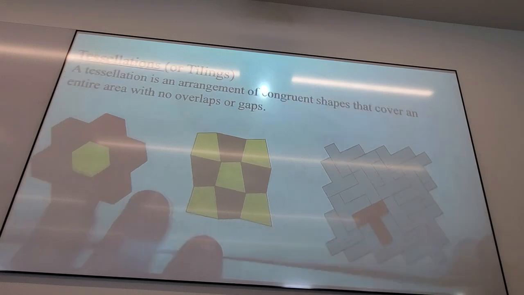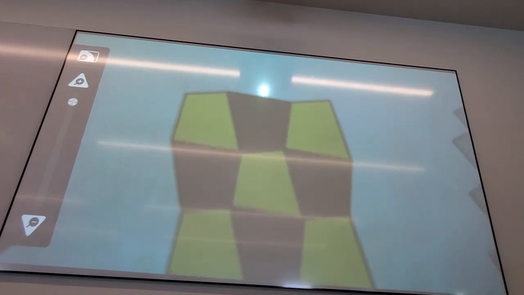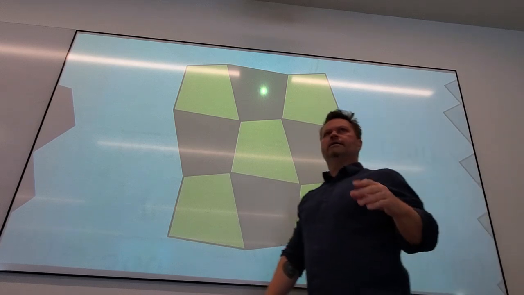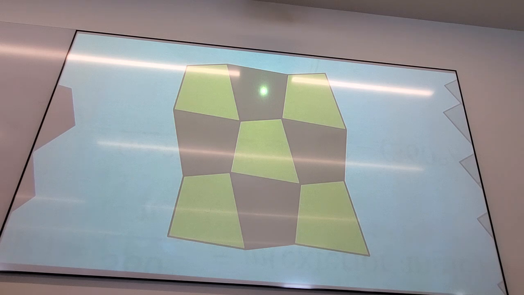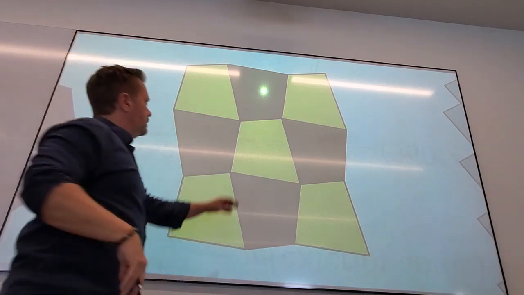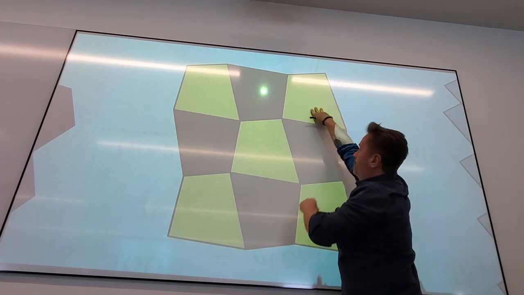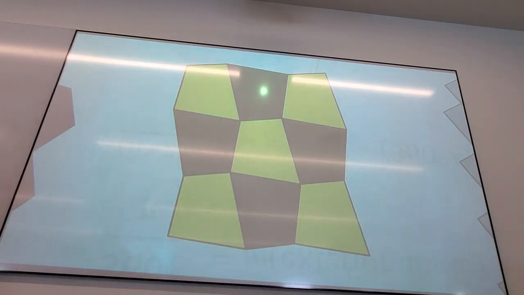Coming back to tessellations for a moment. The tessellation that this one was composed of is a regular foregon. Is it even one of our standard shapes? But do you see how it's repeated? If I take this and rotate it, and rotate it, and rotate it, any triangle or quadrilateral, if you just rotate, you will make a tessellation.